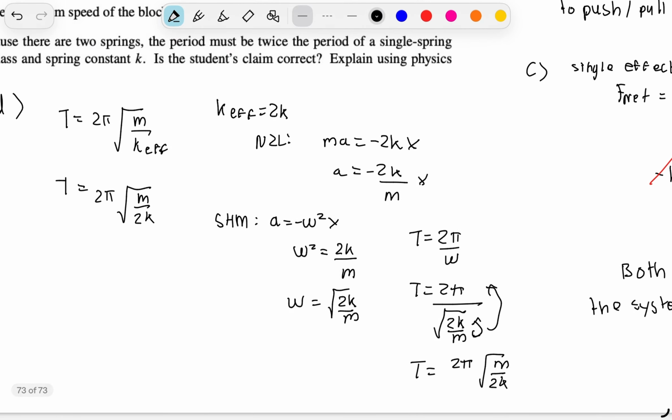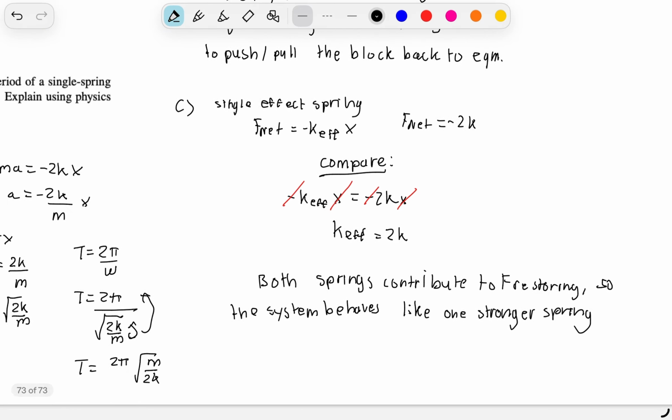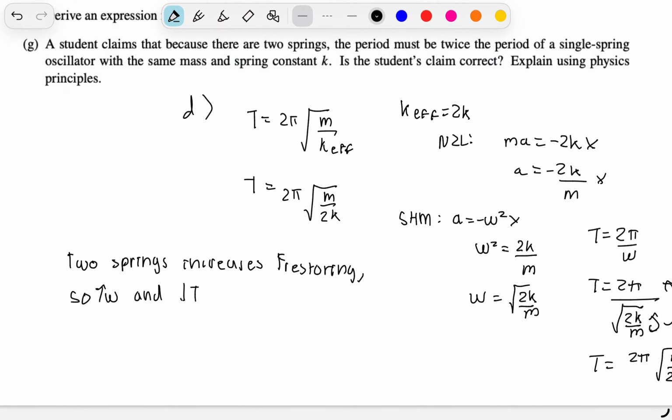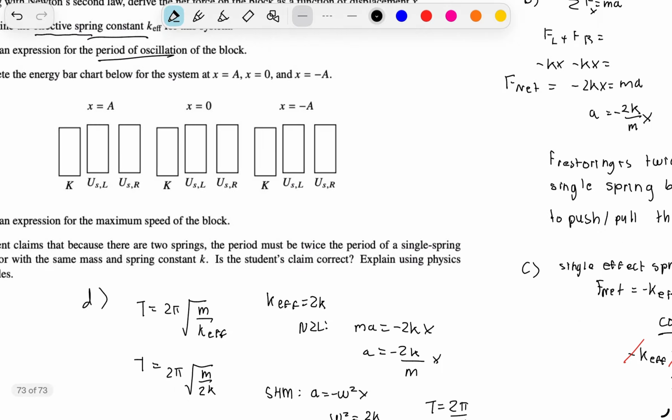So because the two springs increase the restoring force, you can write this. Period decreases.